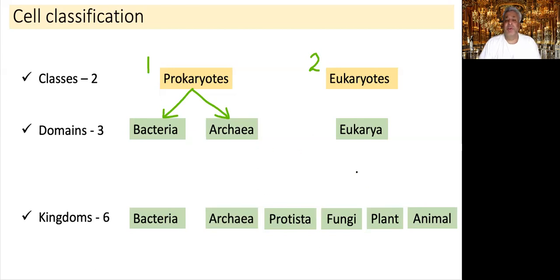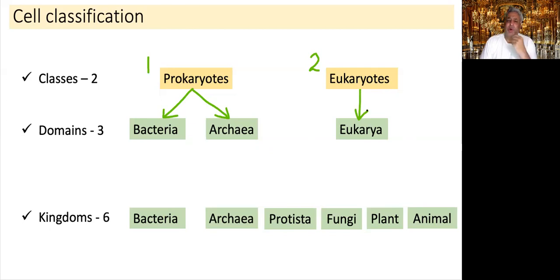And of course, the third domain of life is the eukaryotes, right? Or eukarya. So that includes all eukaryotes. So eukaryote is easy because this includes all cells that have a nucleus. So you see the relationship between the class and the domain. Let's move on to the last one.